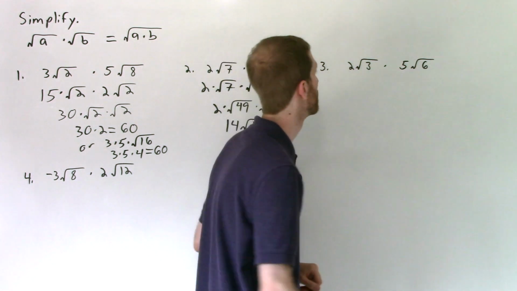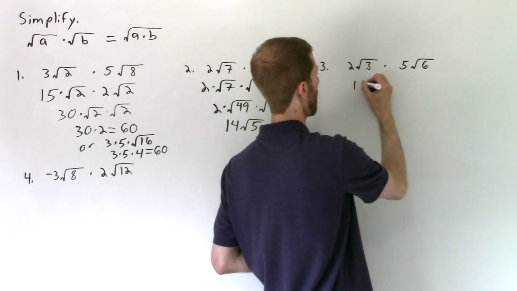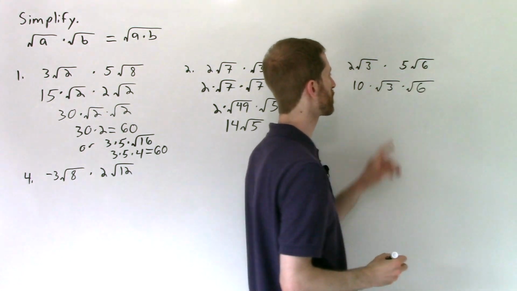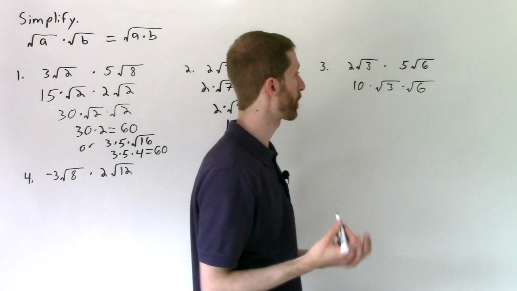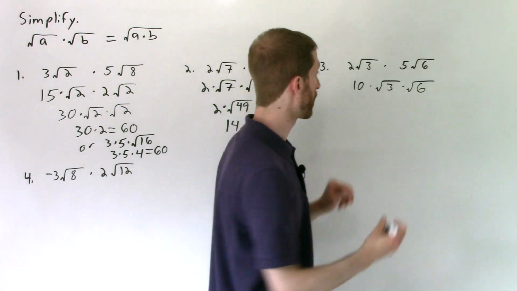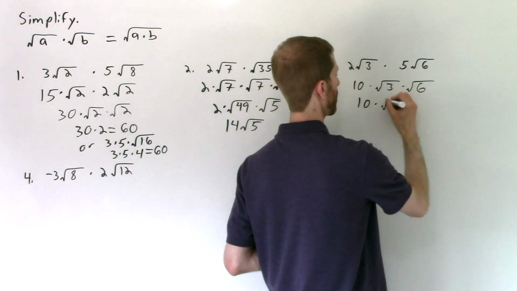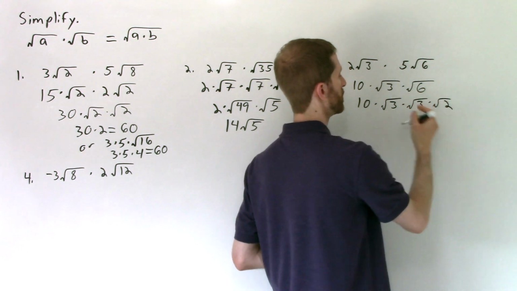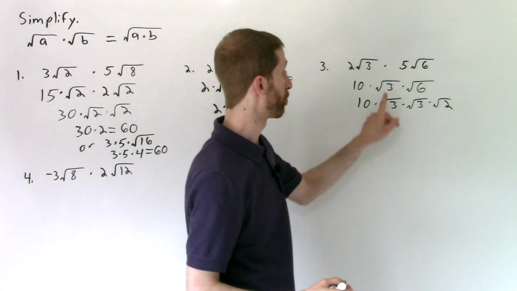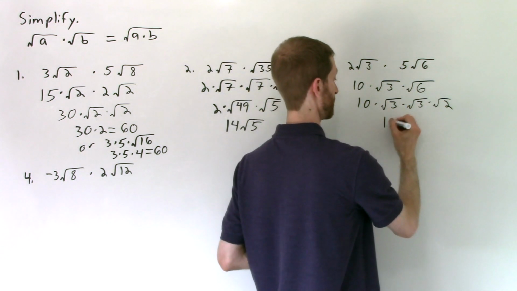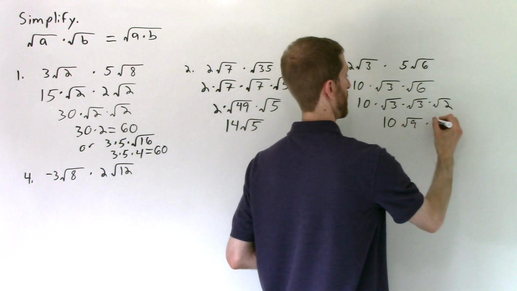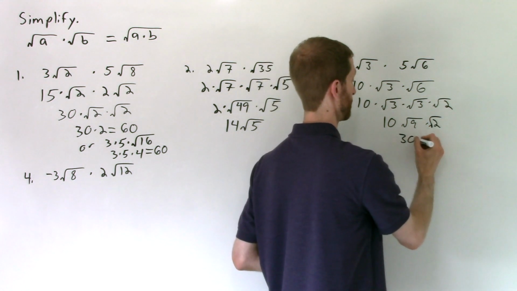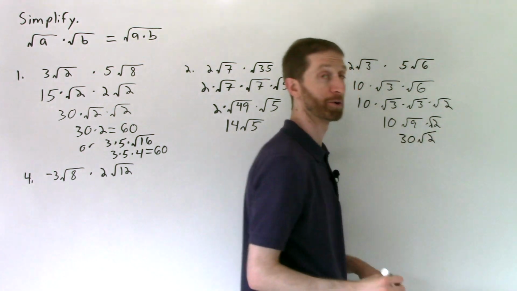Same thing here. I can do 2 times 5, might as well do that. And then I have the square root of 3 times the square root of 6. You can certainly multiply those together, get the square root of 18 and simplify it. Or notice that the square root of 6 can be broken into the square root of 3 times the square root of 2, which is the same factor as that 3. Root 3 times root 3 is root 9. And the square root of 9 is 3. Times 10 is 30, times the square root of 2.